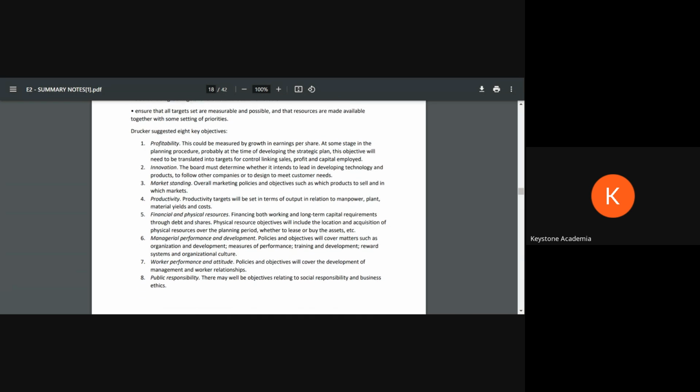What he means by profitability is that it should be measured by growth in earnings per share. The board must determine whether it intends to lead in a developing technology or just follow other companies. Where the company stands in the overall market, productivity targets, what resources they have in finance and physical. Objectives that cover the organization and development and the performance measures, reward systems, worker performance policies, and objectives that will cover the development of management and worker relationships, public responsibility. There may be objectives relating to social responsibility and business ethics.